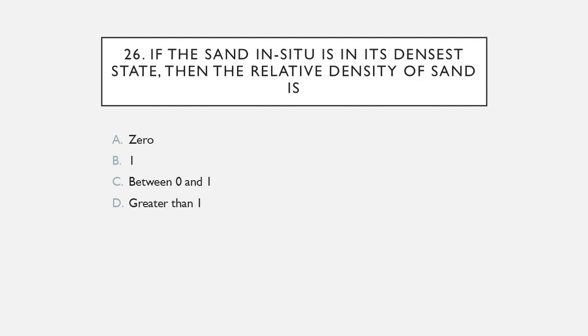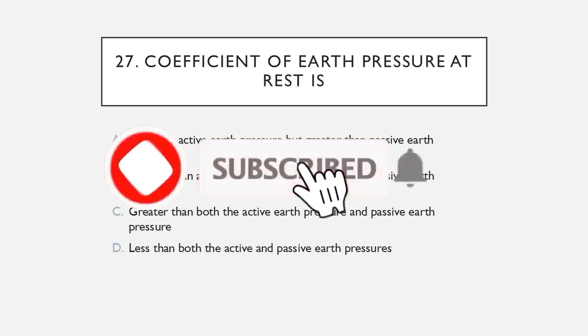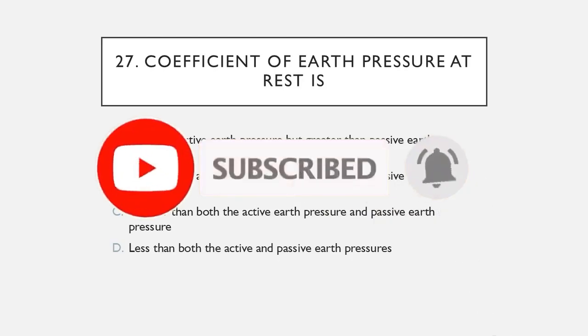26. If the sand in situ is in its densest state, then the relative density of sand is A. 0. B. 1. C. Between 0 and 1. D. Greater than 1. B. 1.